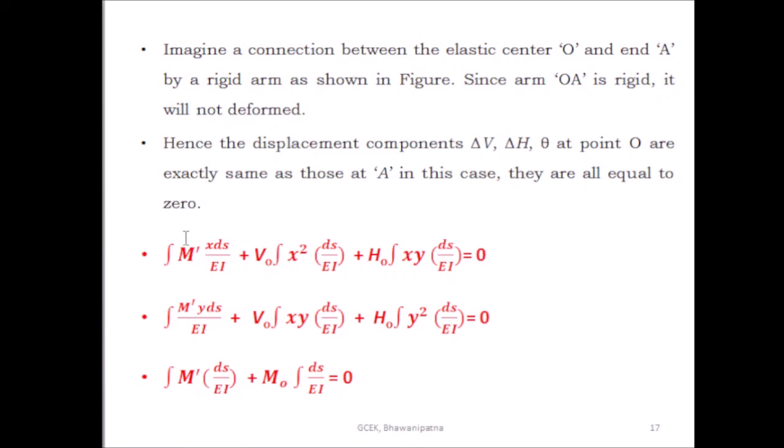So here also the equations are: integration m dash x dash ds by EI, integration m dash x ds by EI plus VO integration x square ds by EI plus HO integration xy ds by EI. Only you have to replace A with O, VO, HO and MO. The second equation: integration m dash y ds by EI plus VO integration xy ds by EI plus HO integration y square ds by EI.